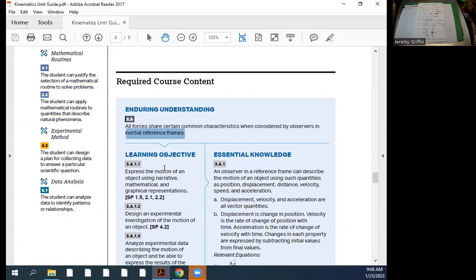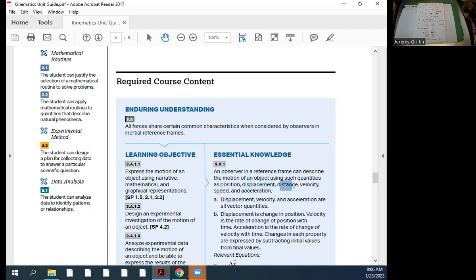Essential knowledge: an observer in a reference frame can describe the motion of an object using quantities like position, displacement, distance, velocity, speed, and acceleration. When you see the equations pop up, AP usually does it in terms of position, like X, which could be some exact coordinate. Usually when I do it in class, I'm referring to some kind of displacement, but if you want to distinguish between those two, sometimes you can use delta X for displacement.